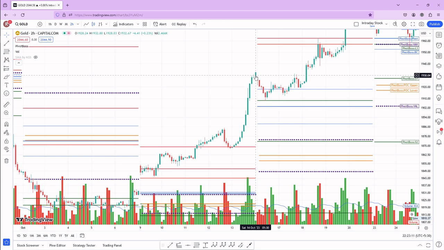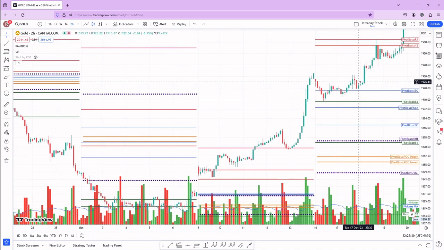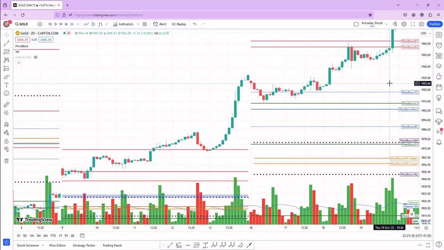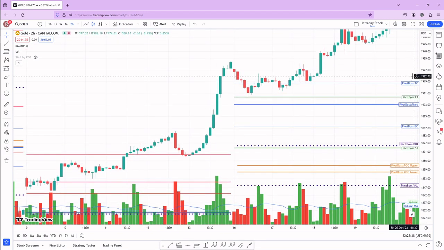Now, if these factors formed, and I have randomly taken gold, what is expected? Any pullback towards the golden pivot zone is going to be a buying opportunity. And the same pullback happened at the golden pivot zone. Why am I saying it is a golden pivot zone? Because the CPR and L3 are lying together. So if L3 is lying within the CPR, that is called the bullish golden pivot zone.